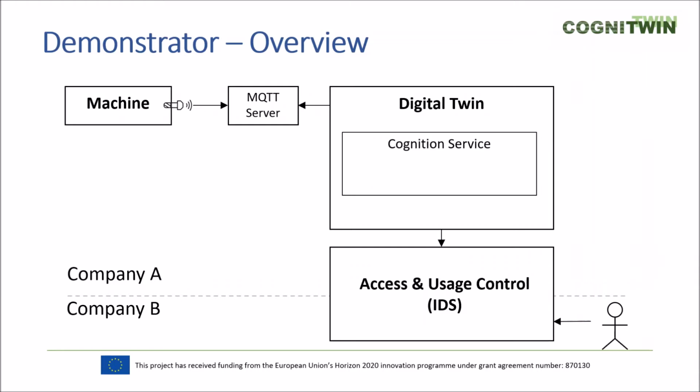Now, how to get from our machine in Company A, shown in the top left, to the user in the Company B, shown in the bottom right. In this video, we will answer this question step by step. For demonstration purposes, the machine and sensor are simulated by a data generator. The next step is to create a digital twin for the machine. We will start by creating a digital twin model.